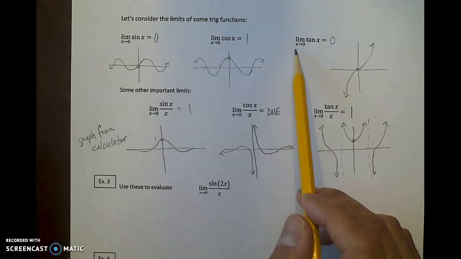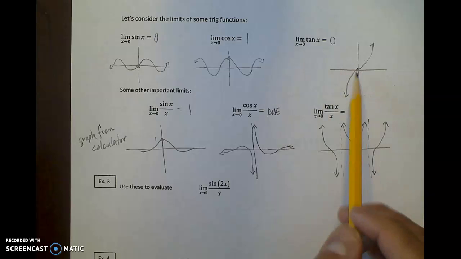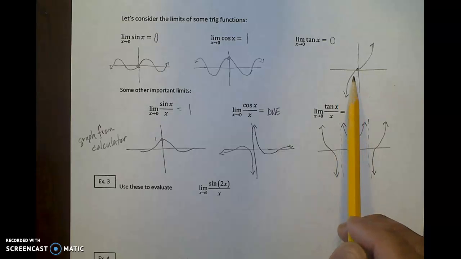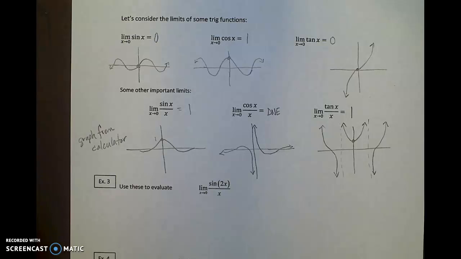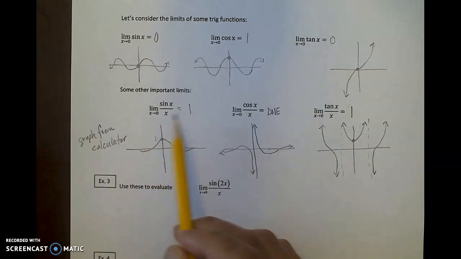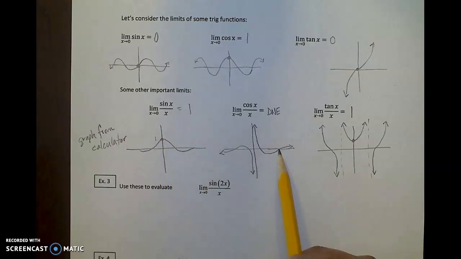The limit as x approaches 0 for this tangent function: we look at the tangent graph, and as we approach 0 on the x-axis from the left and the right, we have an output of 0. So the limit is 0. For these next few functions, I just entered these functions in the calculator. We figure out that the limit of sine x over x is equal to 1. Coming in from the left and the right, it goes to 1.